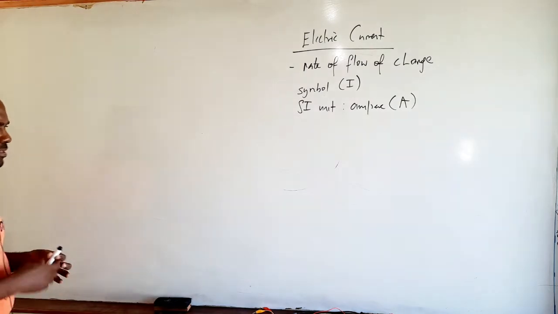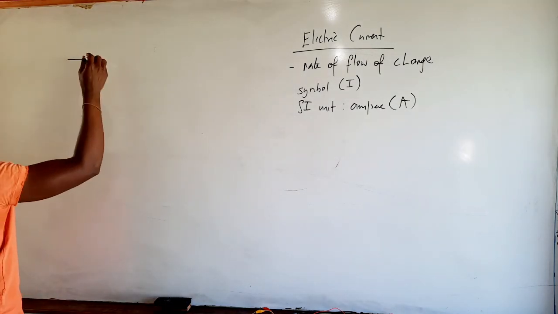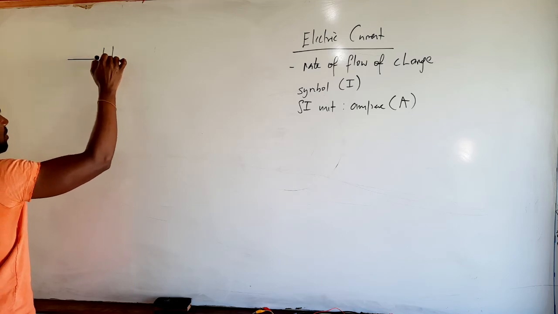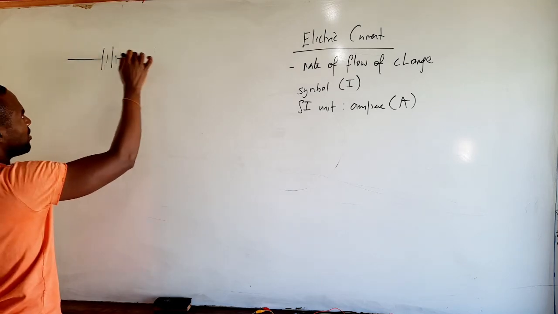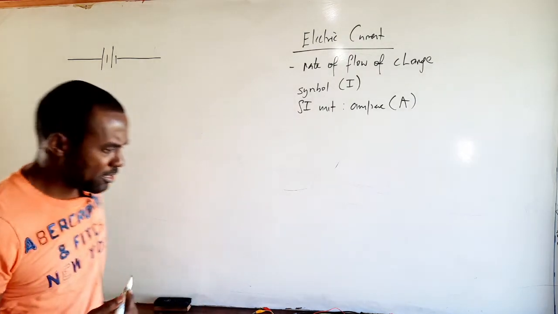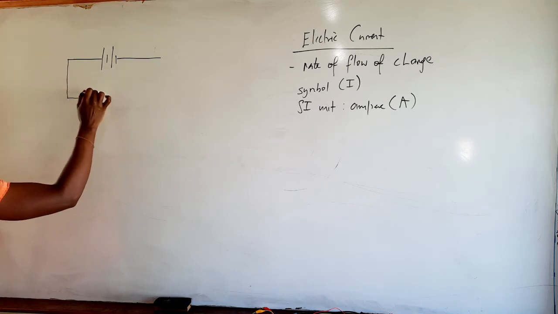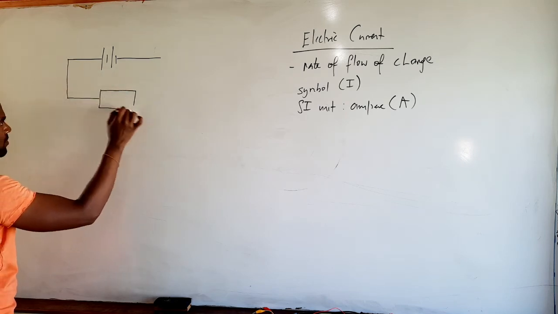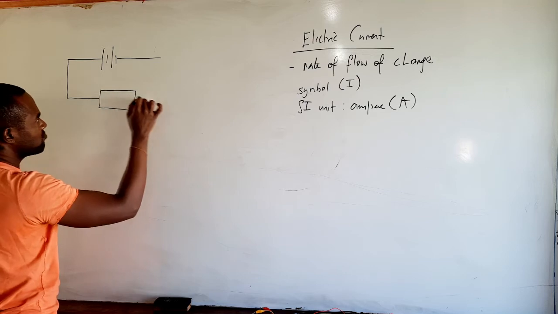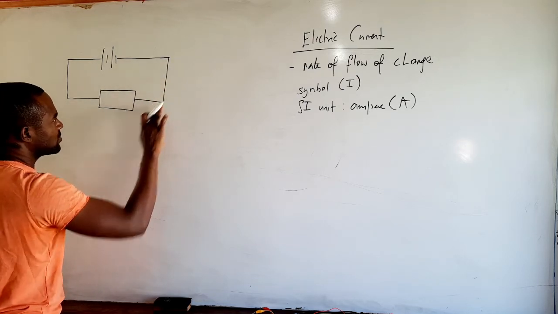Now, to do that, we will basically draw a simple circuit. Let's examine this circuit here. We have in our circuit a battery. As you may know, a battery is basically a group of cells, right? Now, let's put in our circuit a resistor, and let's just close our circuit, right?